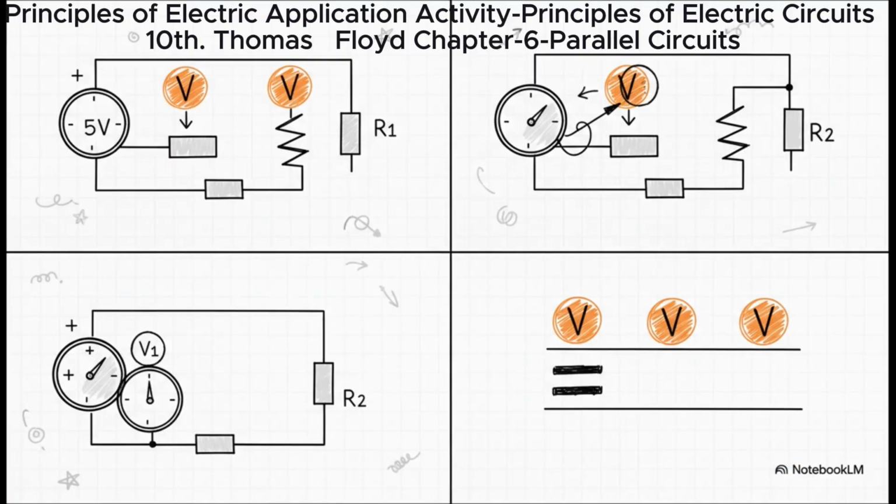Okay, question 1. You have a 100 ohm and a 220 ohm resistor in parallel with a 5-volt source. What's the voltage on each? It's 5 volts. Remember, the resistance value doesn't matter for the voltage.